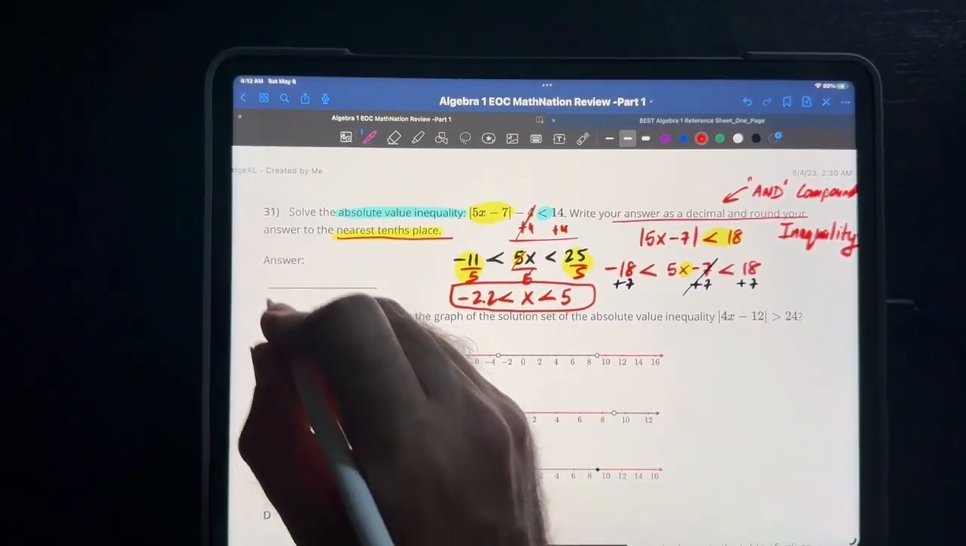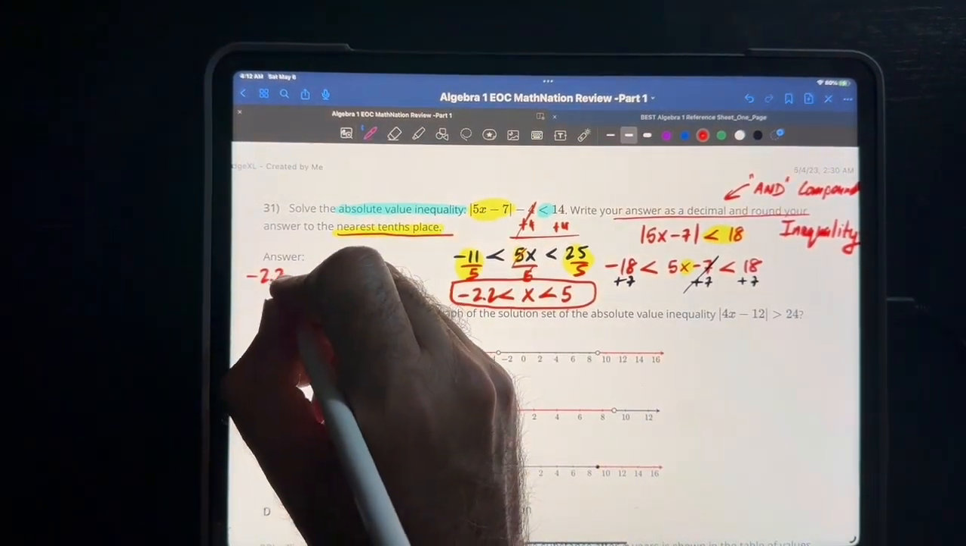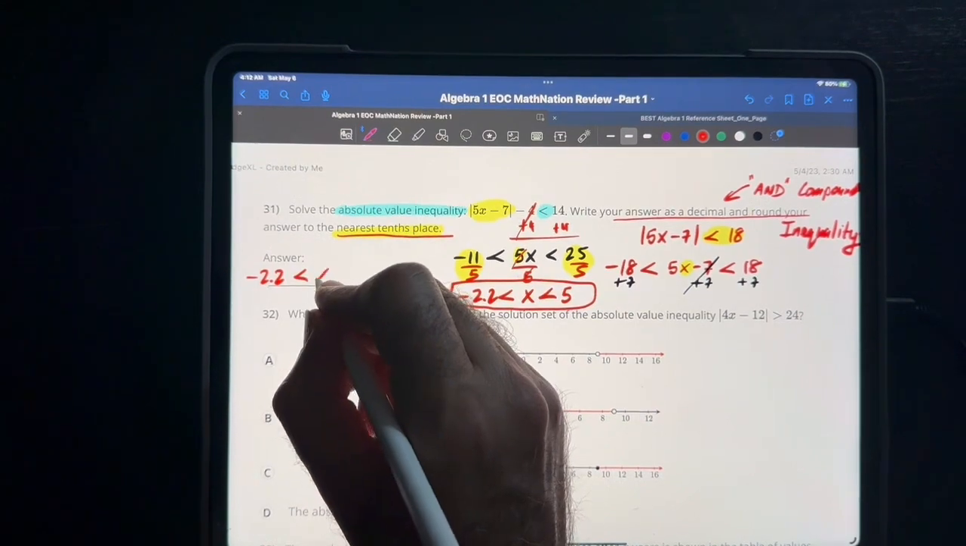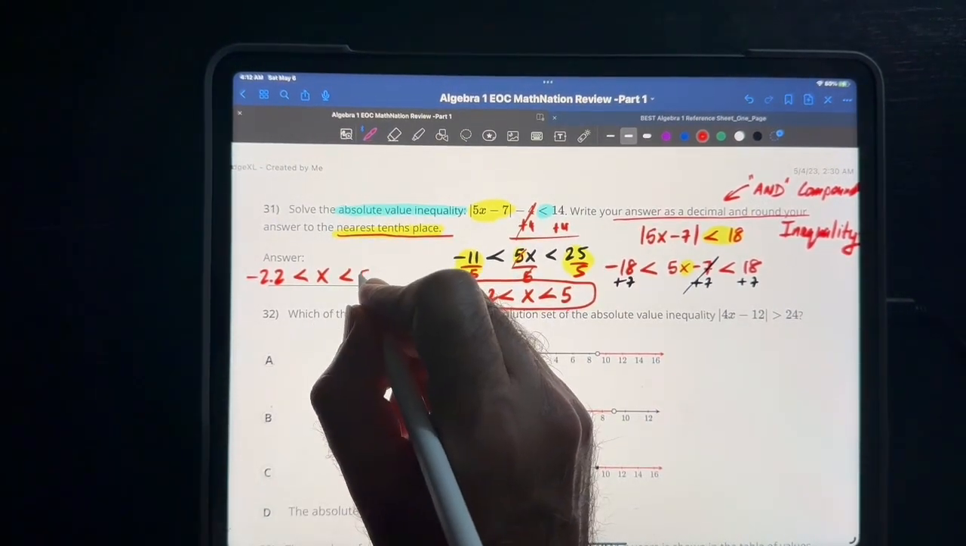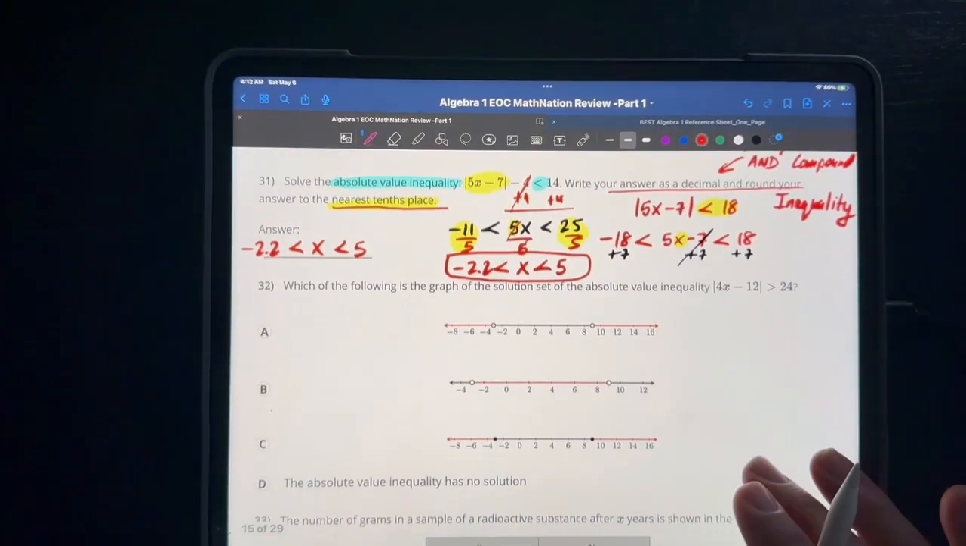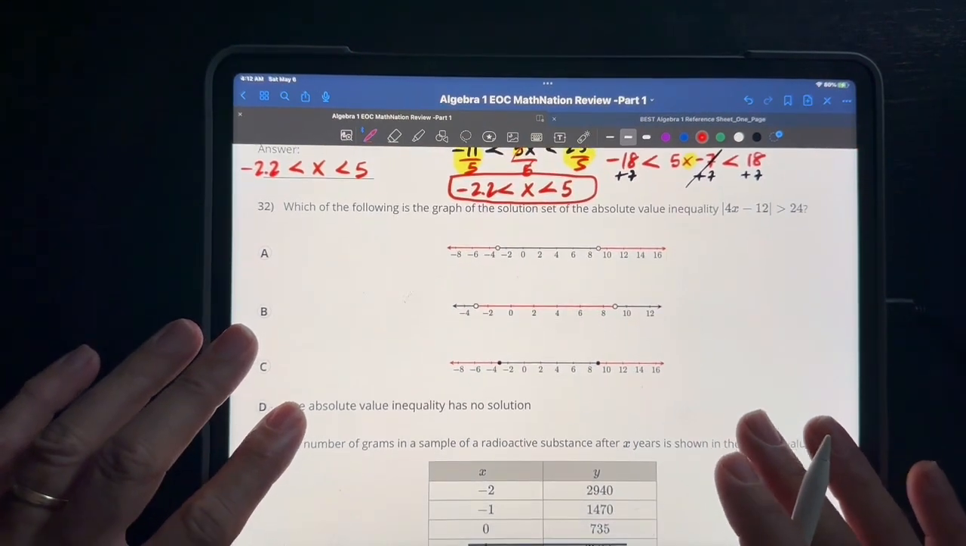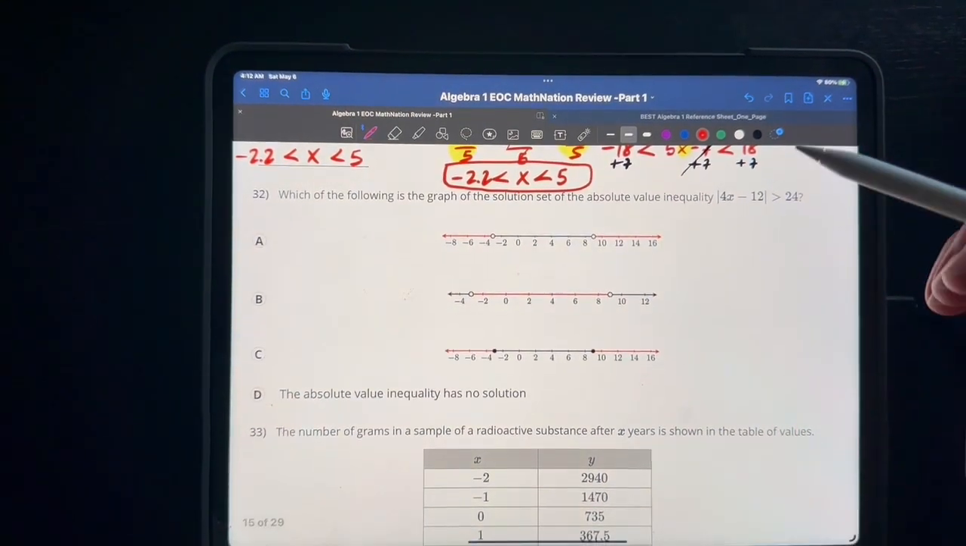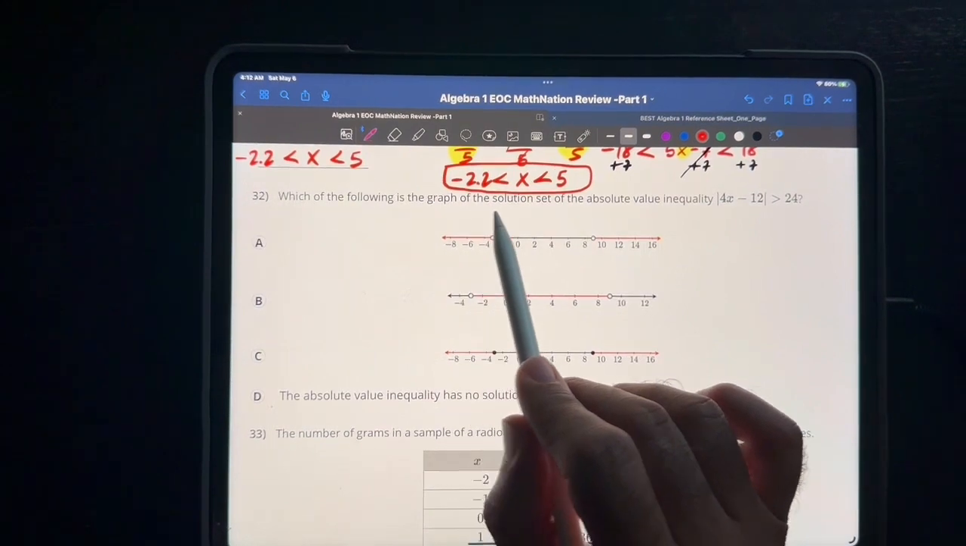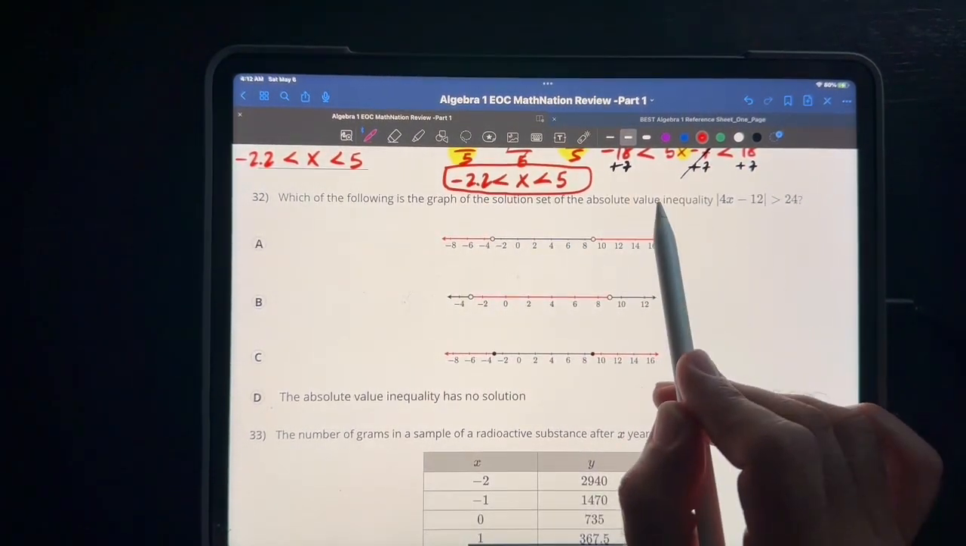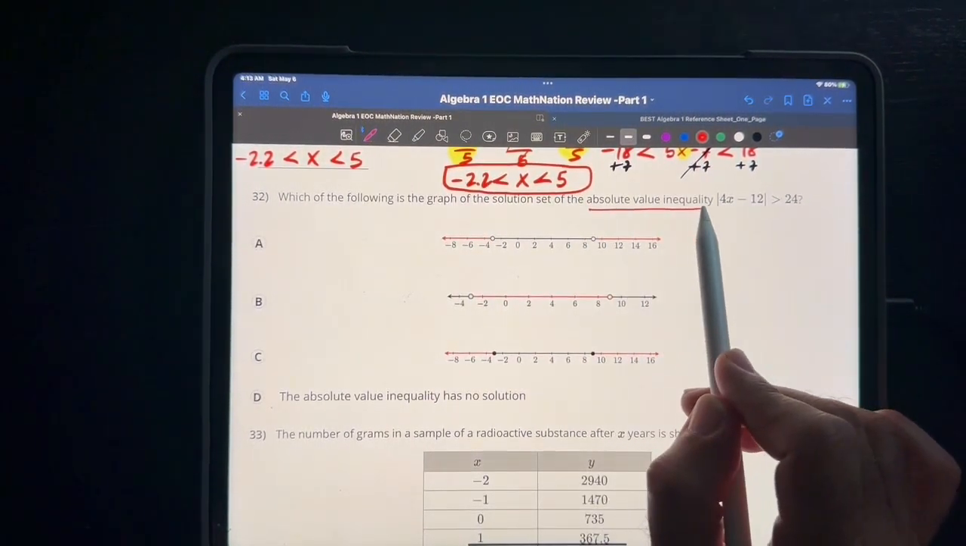This is what you type in, just like that. Okay, you type your answer in just like this. You're good to go. All right, 32. Got a few more, and then we're going to wrap it up here. I'm going to 40. Which of the following is the graph of the solution? All right, so more absolute value inequalities.